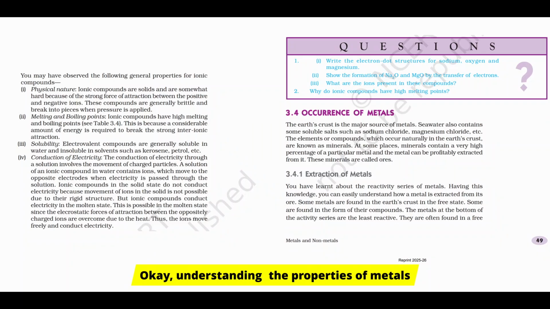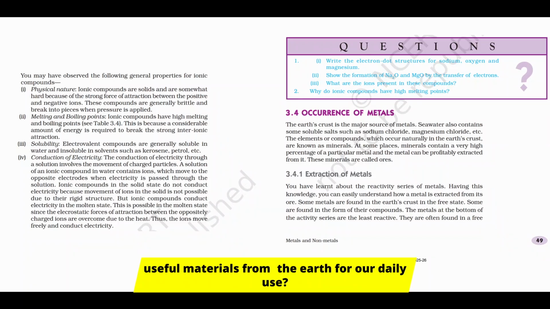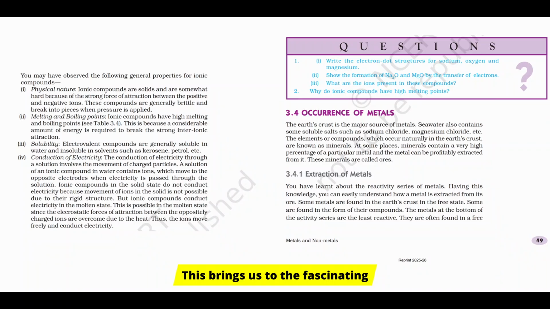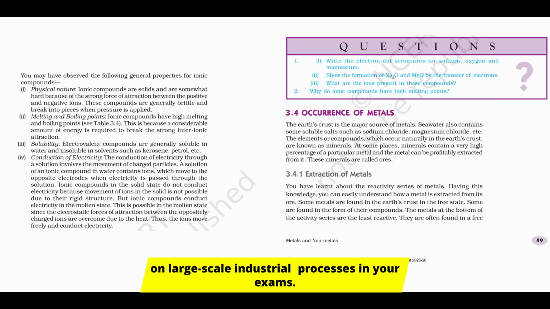Okay, understanding the properties of metals and how they form compounds is one thing, but how do we actually get these incredibly useful materials from the earth for our daily use? How do we go from rocks to, say, an iron nail or an aluminum can? This brings us to the fascinating and industrially vital field of metallurgy. This is a key area for questions on large-scale industrial processes in your exams.